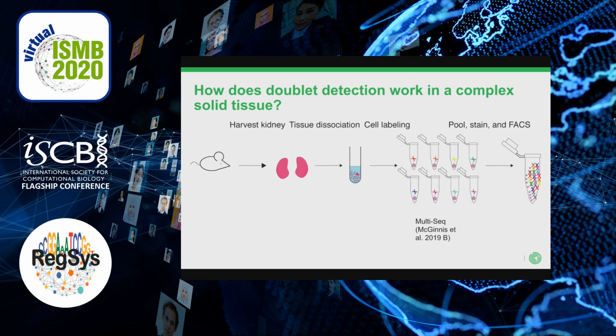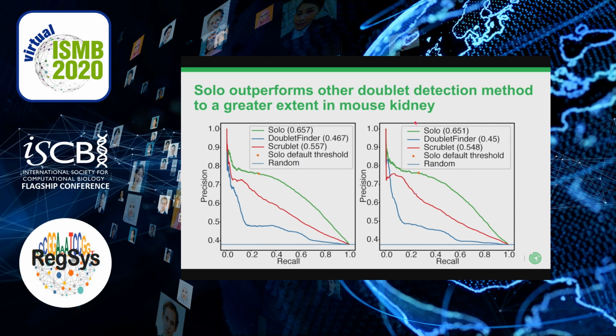The next question we wanted to ask ourselves was how well would doublet detection work in a complex solid tissue? To do this, my collaborators took a couple of mouse kidneys, performed tissue dissociation, then performed Multiseek by breaking up the sample into 8 different aliquots, and then performed pool staining and FACS to remove dead debris and enrich for live cells. We found, again, in this context, that Solo outperforms other computational methods in its agreement with Multiseek. Here we have the 2 different mouse kidneys that were run and the agreement of Solo with the Multiseek calls.